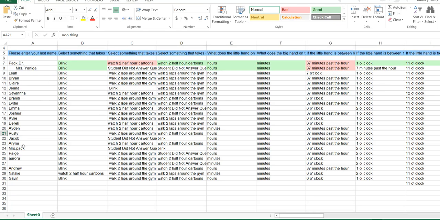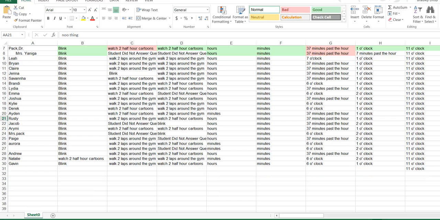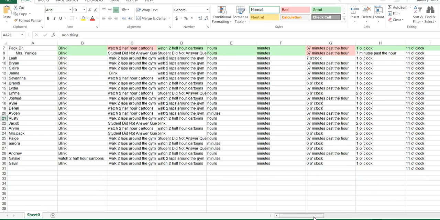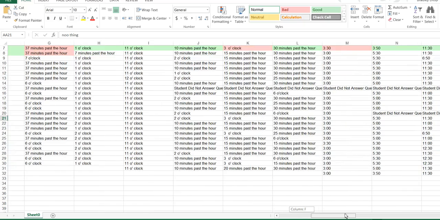As you can see, it shows each one of the kids, and then it even shows, like, for what takes a second, a lot of them put blink. There was one that put watch 2 half hours of cartoon. So that shows me that I need to go back and maybe work with her on understanding, or maybe she hit the wrong button. But it lets me see all the results.